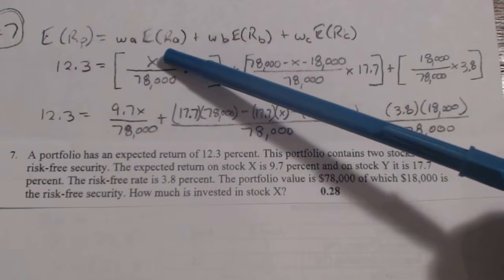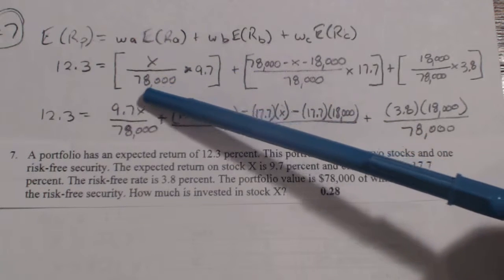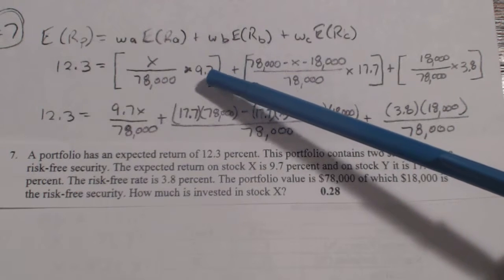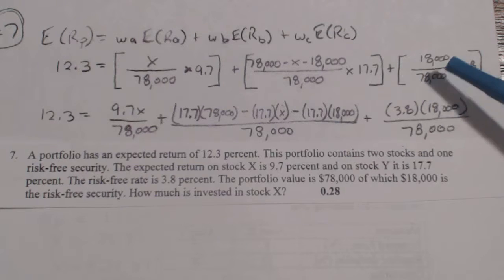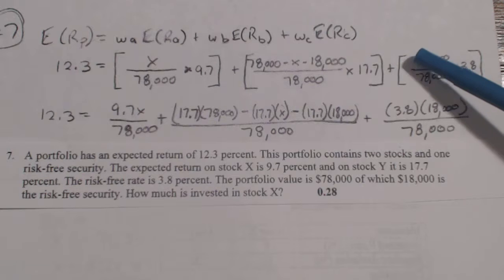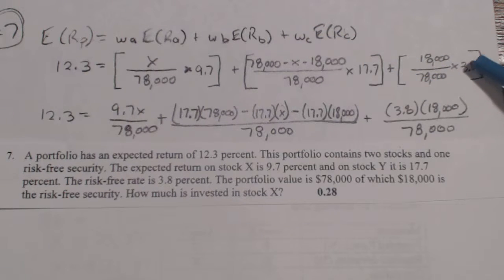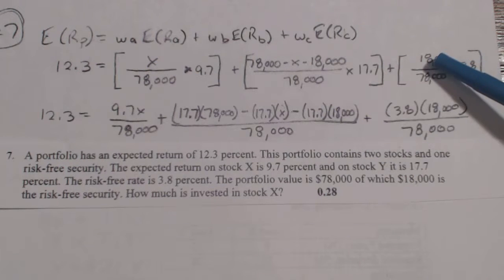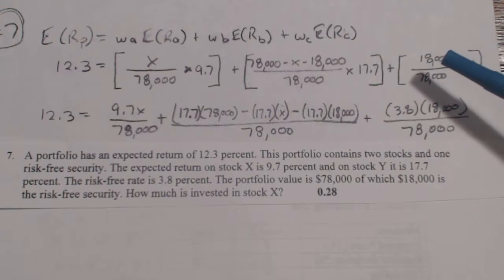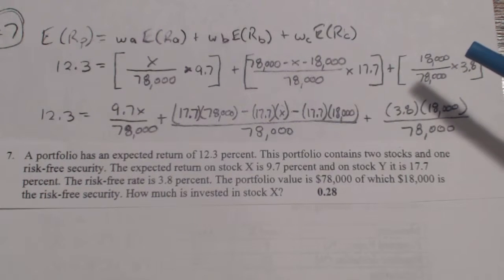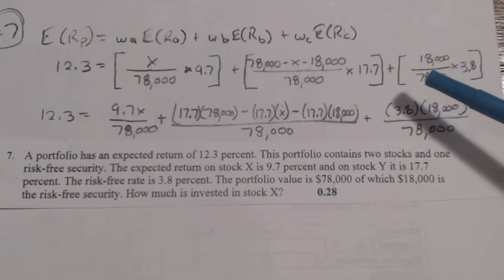So X, we don't know how much it is. X over 78,000, we know that's the denominator, right, to get the weighted average. And we know this is the expected return. Okay, and then we know this one over here for the risk-free one is 18,000 over 78,000 gives you the weighted average. And then the expected return is 3.8. So if this is X and this is 18,000, we know that when you've got 2 of them, X times 1 minus X will give you the weighted average.